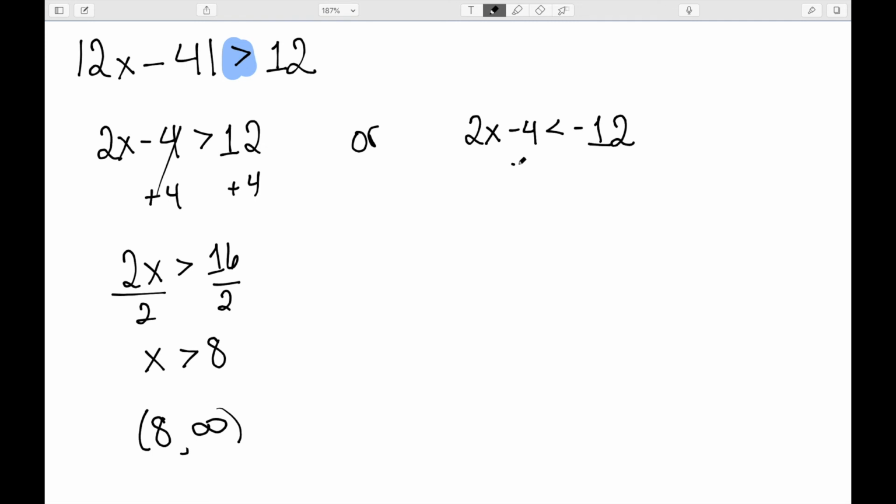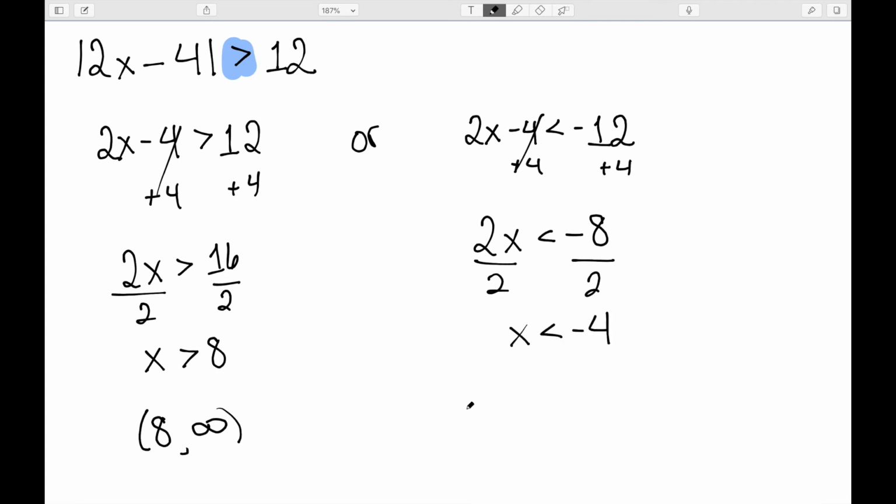For the inequality on the right, we add 4. That gives me 2x is less than negative 8. Divide by 2 to get x is less than negative 4, so it could also be smaller than negative 4, so negative infinity to negative 4. And we would union these two intervals. The U, union, means or.